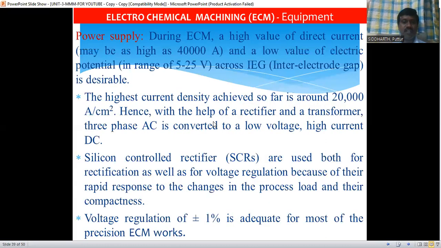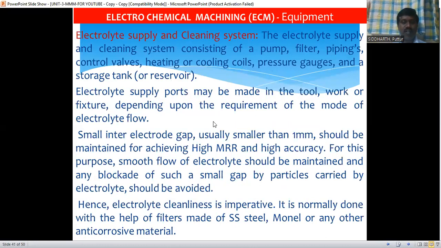So the point we have to remember is that electrolyte cleanliness is very important. It is normally done with the help of filters made of stainless steel, monel, or other anti-corrosive materials. Why do we have to use anti-corrosive materials as filter materials? Because the electrolyte is corrosive in nature. That's why we should not use any materials which are affected by these chemicals.